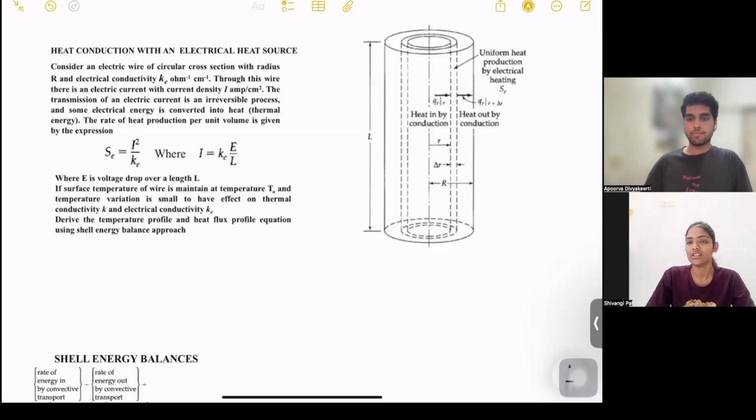So far we have seen what shell energy balance is, and we have seen the boundary conditions which are required to solve any question. Now we will be seeing the application of this through a question. We have a question over here.